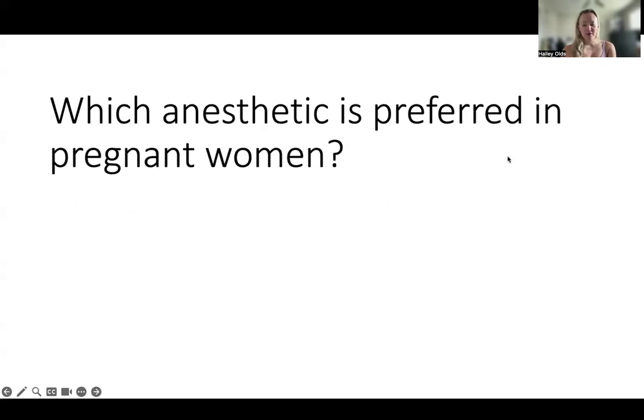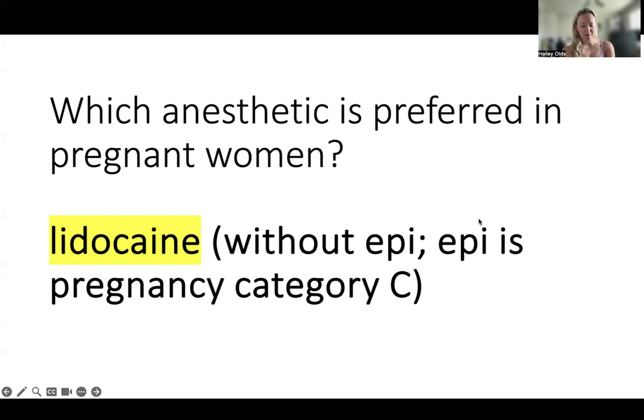Which anesthetic is preferred in pregnant women? Lidocaine without epi, because epi is higher risk than lidocaine is. But it depends on the situation, and you should do a risk benefit analysis. Basically, the moral of the story is if you need to do a procedure in a pregnant woman, it is okay. You can do it.